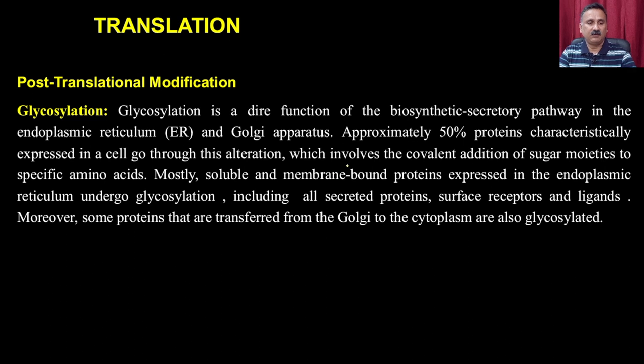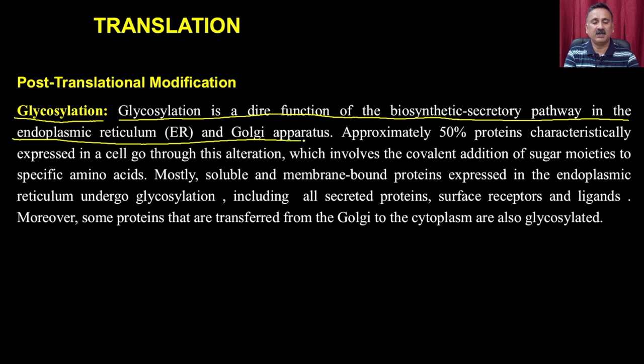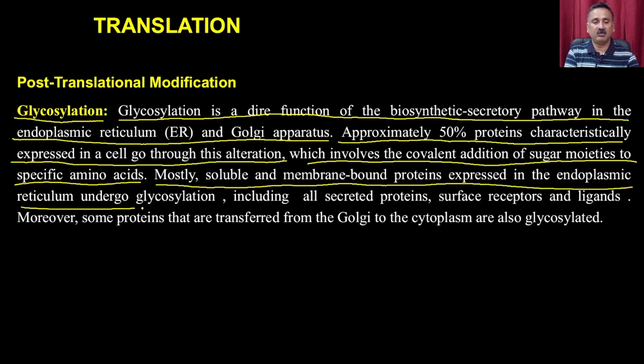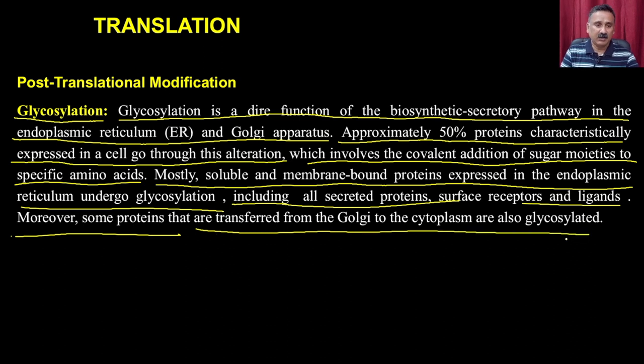Now, let's move on to the next modification, which is called glycosylation. Glycosylation is a major function of the biosynthetic secretory pathway in the endoplasmic reticulum and the Golgi apparatus. Approximately 50% of proteins typically expressed in a cell go through this alteration, which involves the covalent addition of sugar moieties to specific amino acids. Mostly soluble and membrane bound proteins expressed in the endoplasmic reticulum undergo glycosylation, including all secretory proteins, surface receptors and ligands. Moreover, some proteins are transferred from the Golgi to the ecosystem for their glycosylation.